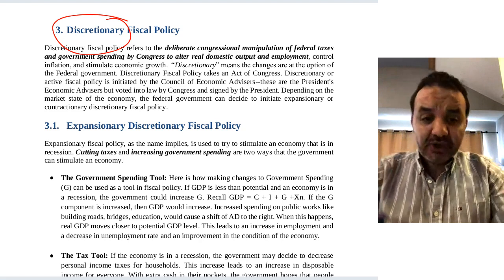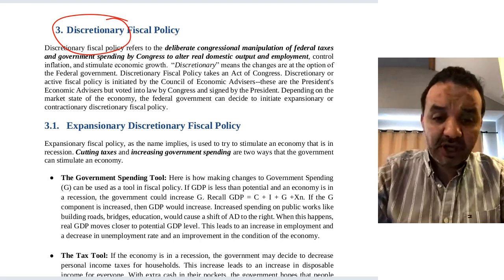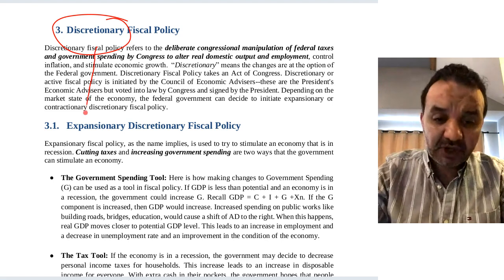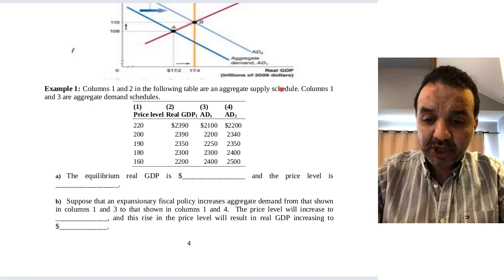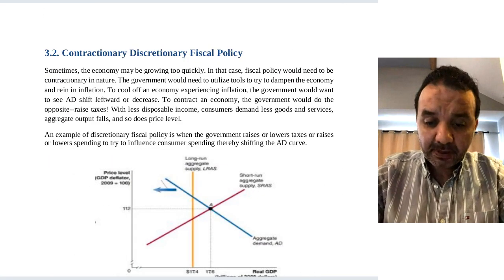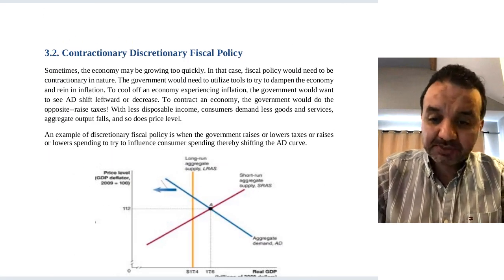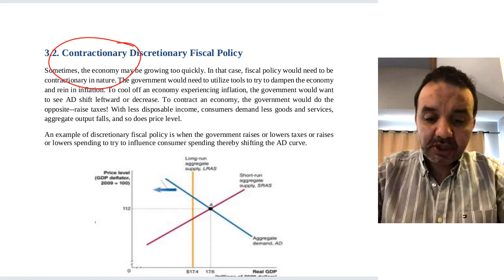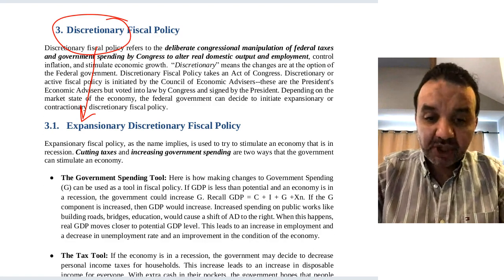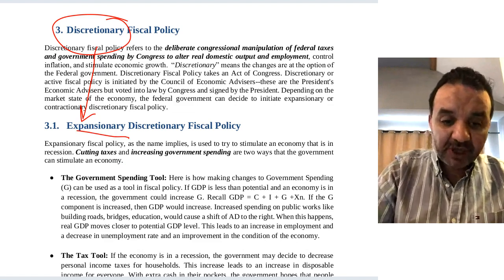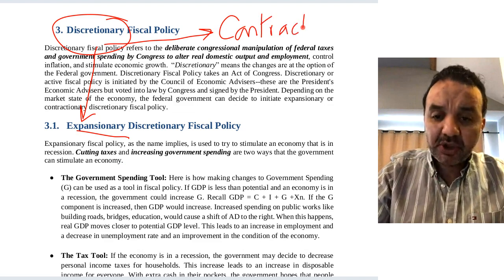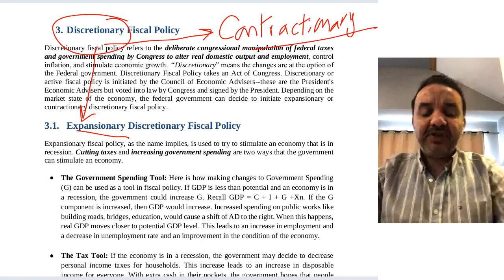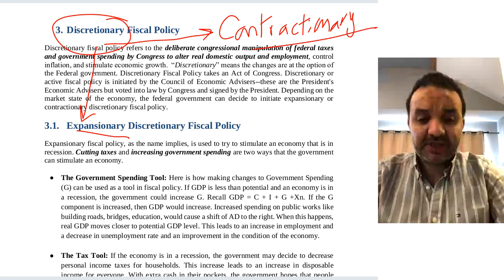Okay, so discretionary fiscal policy. Under discretionary fiscal policy, we have two different types. We have expansionary fiscal policy, and we have contractionary fiscal policy. These are the two fiscal policies. The first is expansionary fiscal policy, and the second type, I'm going to write it down here, is contractionary fiscal policy. So these are the two types of fiscal policy.